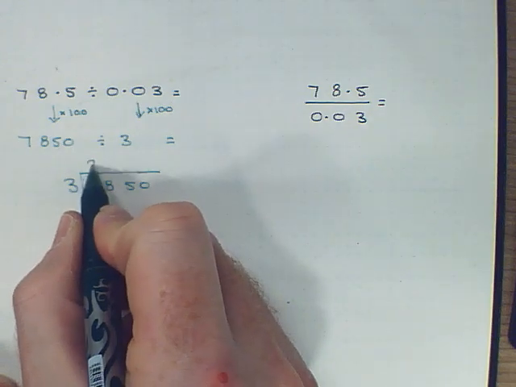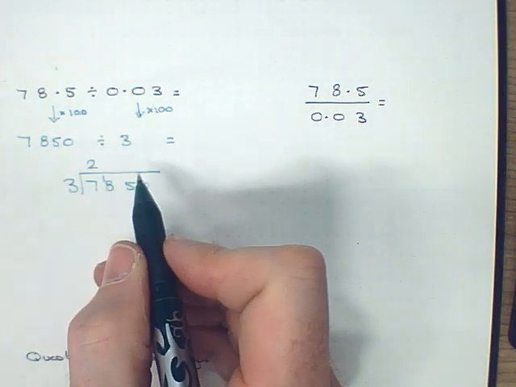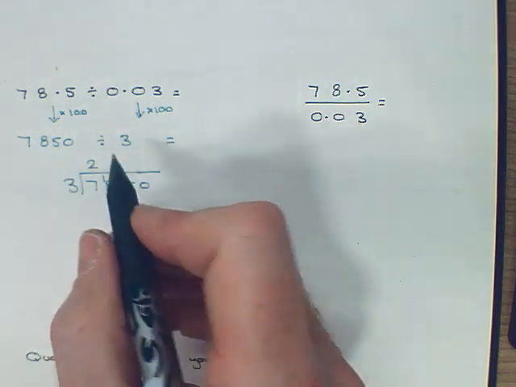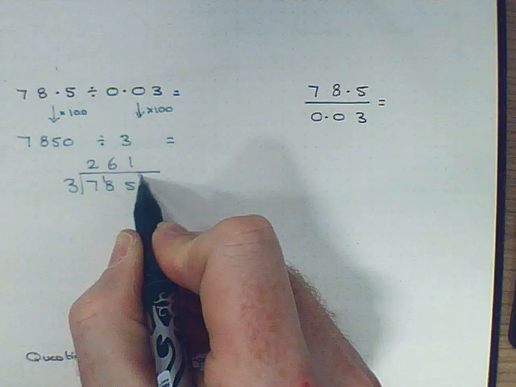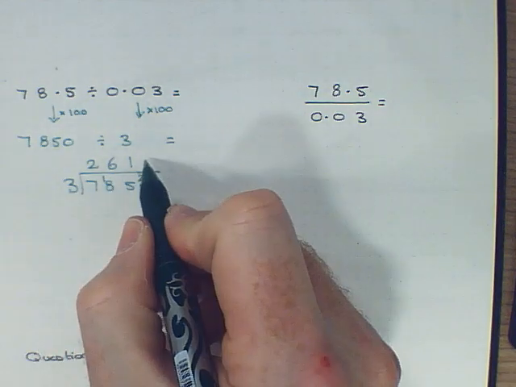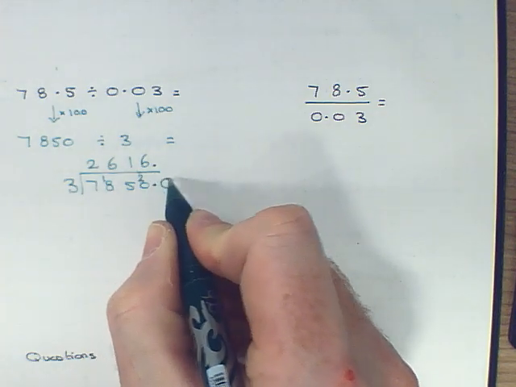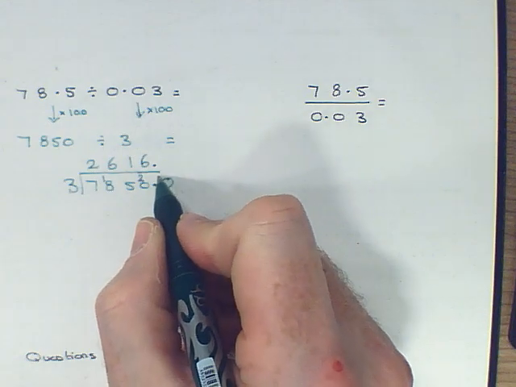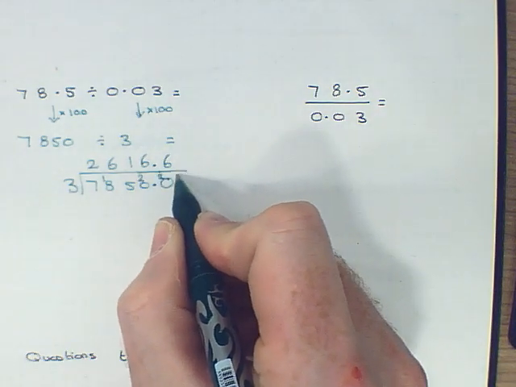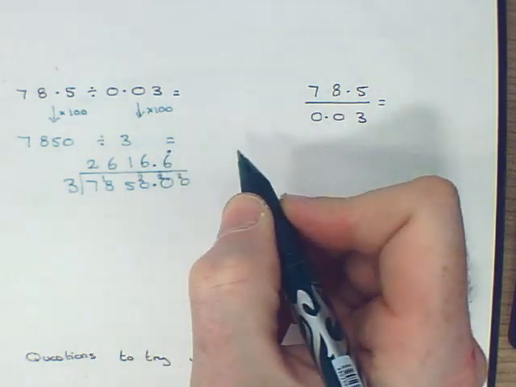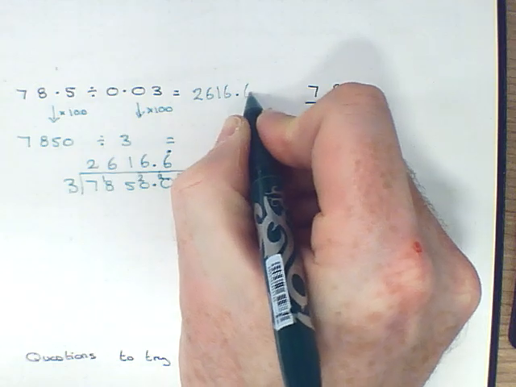So 3's into 7 go twice with 1 left over, so carry 1 over. 3's into 18 go 6 times, no leftovers. 3's into 5 go once with 2 left over. 3's into 20 goes 6 times with 2 left over, so I'm going to need a decimal point here, and carry the 2 over. 3's into 20 goes 6 with 2 remainder, and I can see here I'm going to get a pattern, so it's got to be 6 recurring. So the answer is going to be 2,616.6 recurring.